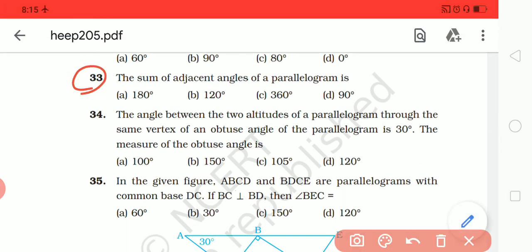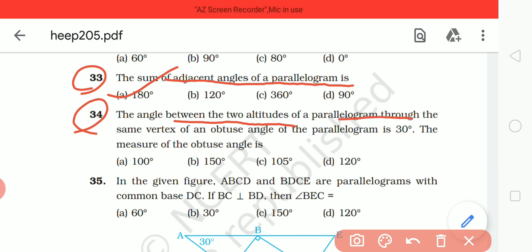So come to question number 33. The sum of adjacent angles of a parallelogram is, you know that the sum of adjacent angles in a parallelogram is 180 degrees. Come to question number 34. The angle between two altitudes of a parallelogram through the same vertex of an obtuse angle of a parallelogram is 30 degrees, and the measure of the obtuse angle is, it is 180 minus 30, you know, this is 150 degrees.